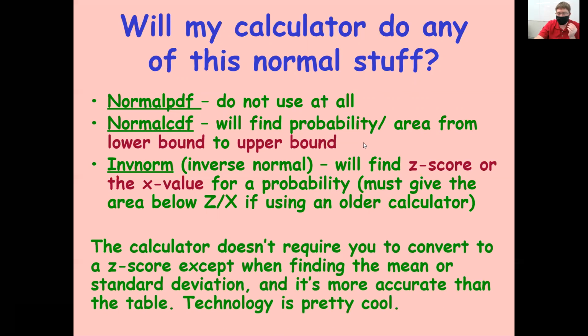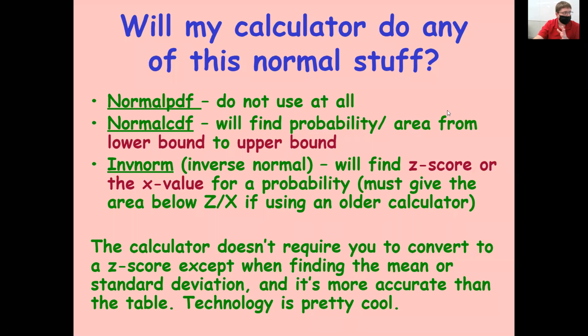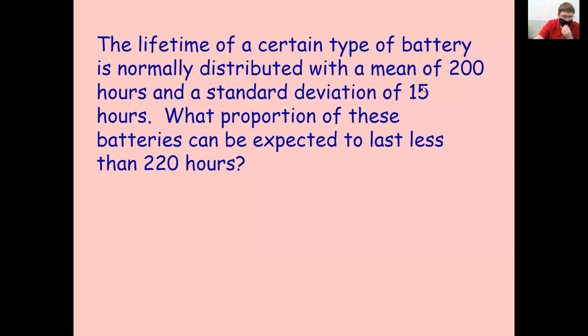All right, the calculator doesn't require you to convert a z-score except when finding the average or standard deviation, and it's more accurate than the table. So what I mean is on the table, we were limited to trying to find the difference between the two numbers. Like, it's kind of close here. Your calculator has the exact number in there because it's smart in this case. So you don't have to worry about rounding or anything like that. You just type in exactly what you need. All right, so let's practice this with the calculator. I'll show you guys all the steps here in just a second.